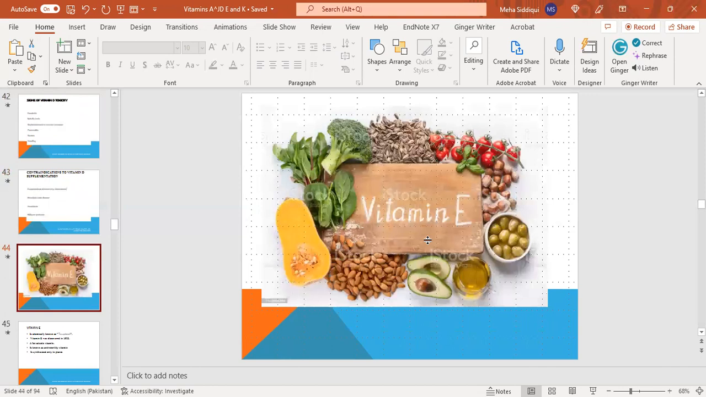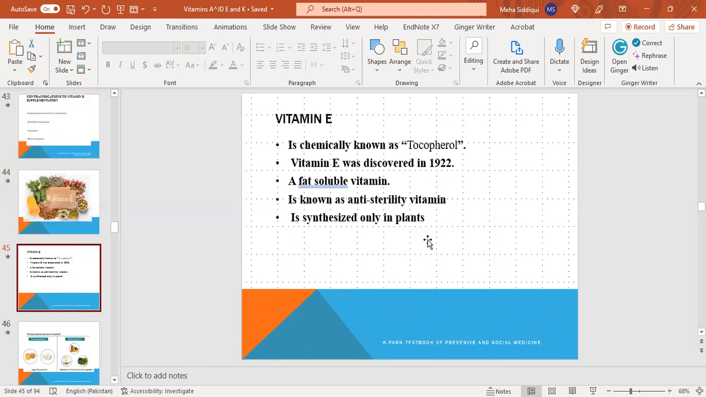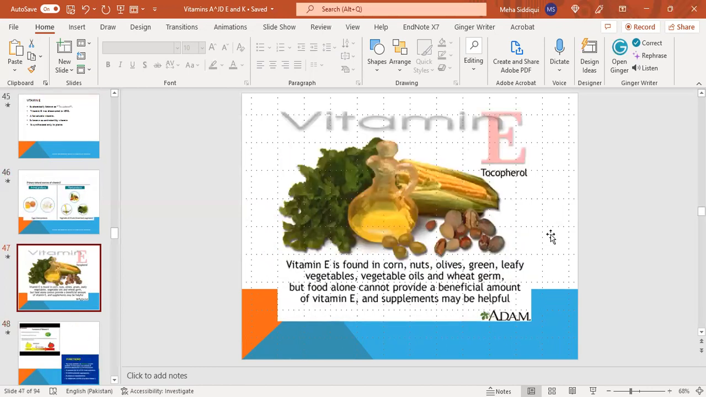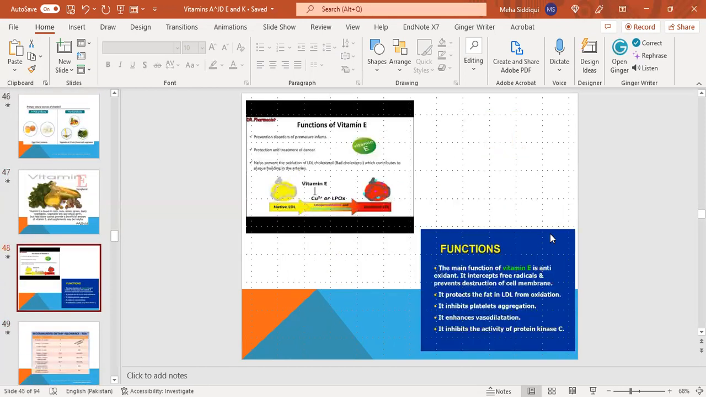Then we have another fat soluble vitamin, that is vitamin E. The other chemical name for it is tocopherol. It was discovered in 1922 and it is a fat soluble vitamin. It is also known as the anti-sterility vitamin. It is synthesized only in plants. The animal sources are eggs and dairy products, and the plant sources are vegetable oil, fruits, and green leafy vegetables. So vitamin E is found in corn, nuts, olives, green leafy vegetables, vegetable oils, and wheat germ, but food alone cannot provide a beneficial amount of vitamin E, and supplements may be helpful.